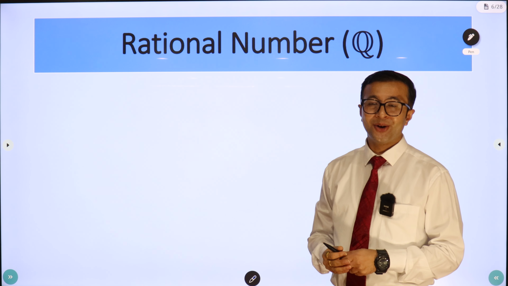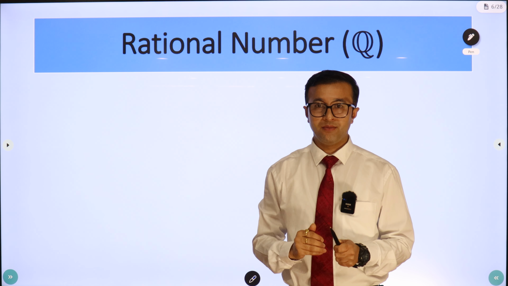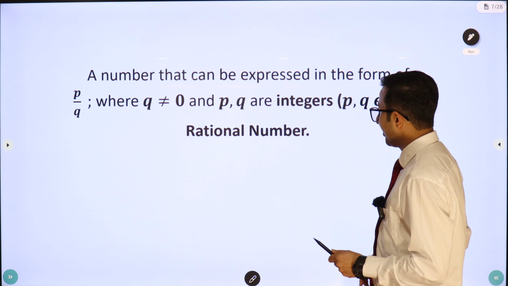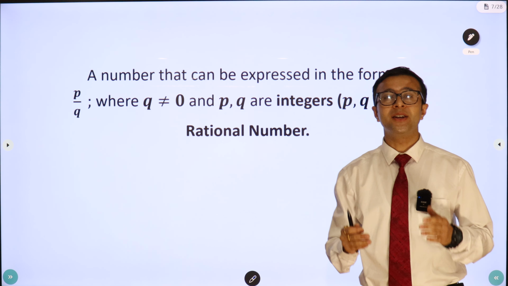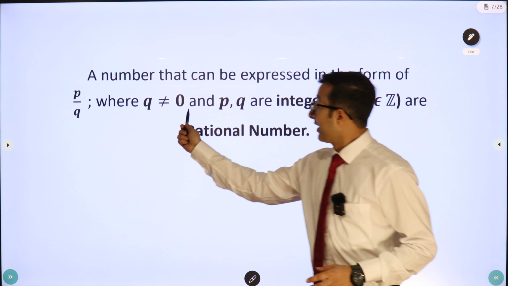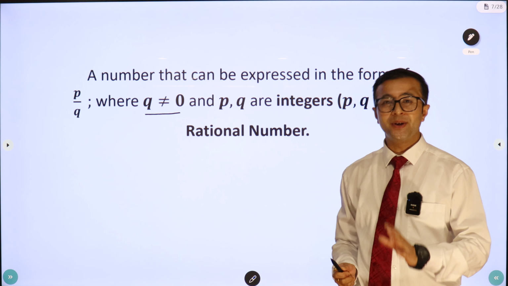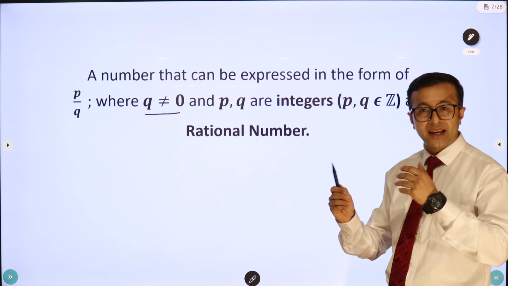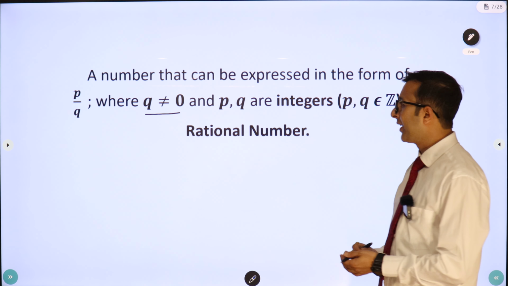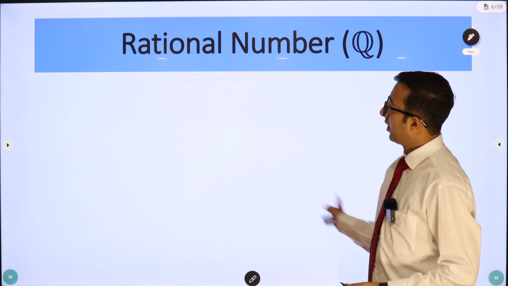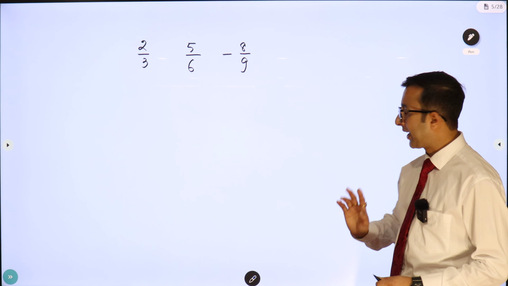Now what is a rational number? A rational number is a number which can be written in fractional form. For the proper definition, you can look at here: a number that can be expressed in the form of p divided by q, where clearly it is mentioned that q should not be equal to 0 and p and q both should be integers. Then whatever number we can form, that is actually a rational number. So examples of rational numbers we already have seen in this set: 2 divided by 3, 5 by 6, minus 8 by 9. These all are examples of rational numbers.